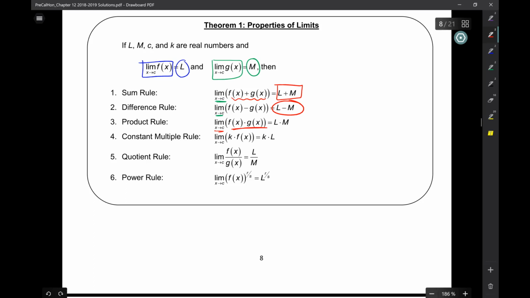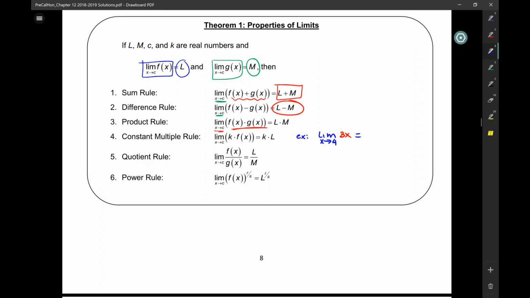Okay. Here, if you have the limit as x approaches c of k times f of x, so what does that look like? For example, suppose you have the limit as x approaches 4 of 3x. Look at my function here. It's 3 times another function, x. If you feel like you're not getting this, it's fine. It's going to be very, very clear in a few minutes. Okay? Let's just stick with it.